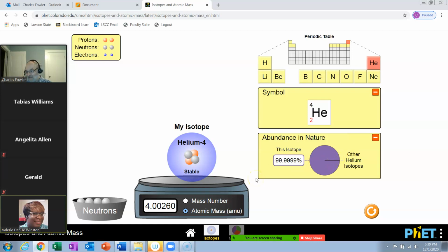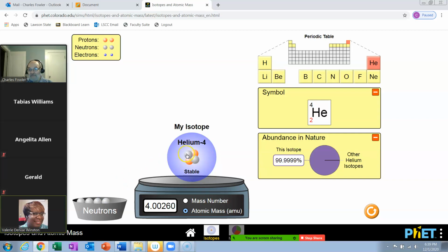Now, it doesn't ask us to do it, but I'm going to see what happens if I try to put another neutron in it. It's totally unstable. It doesn't exist. Abundance in nature is none. So I'm going to take that one out. That wasn't on your sheet.